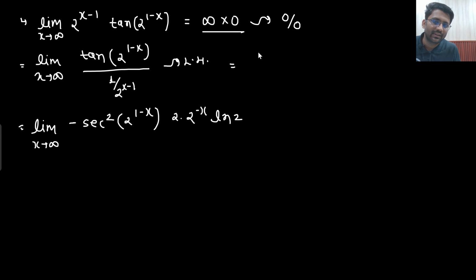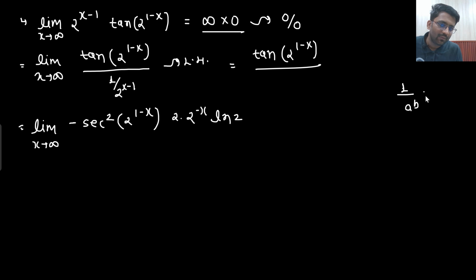No, so downward what is written? Basically this is tan 2 to the power 1 minus x. So downward 1 upon 2 to the power x minus 1 is written. So let's just say 1 upon a to the power b. What could this be written as? a to the power minus b. So if this comes upward, this could be written as 2 to the power minus x plus 1, or you can say 1 minus x, right? This is becoming upward, 2 to the power 1 minus x.